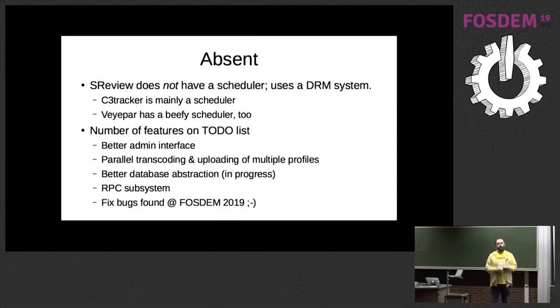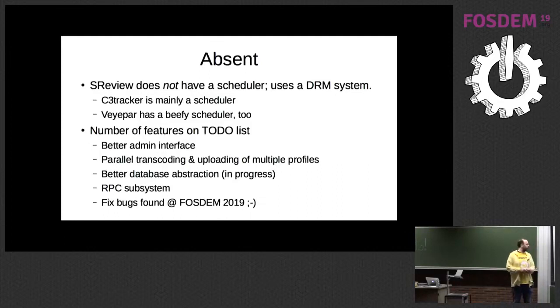Right now, if you create an output profile, so you can tell SReview I want a WebM and an MP4 and an AV1 version of this video, and it will then transcode them one after the other. So my plan is to also make that happen in parallel so that it will upload a version as soon as it's ready.